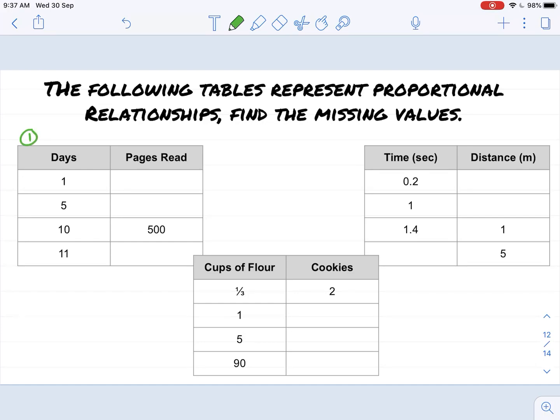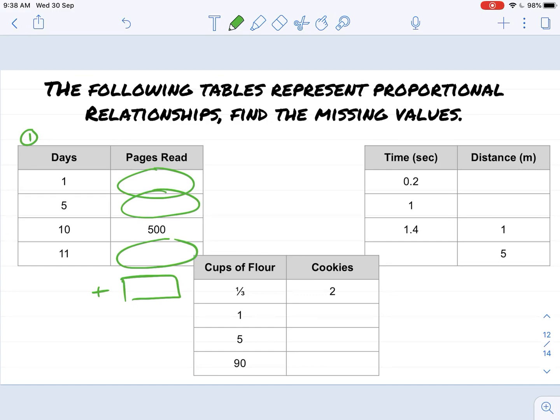What I would like you to do is go through and find all 3 of the missing values and then add them together. So find this one, and this one, and then add all of those together. Okay, what is the answer? What is the sum of those 3 values?